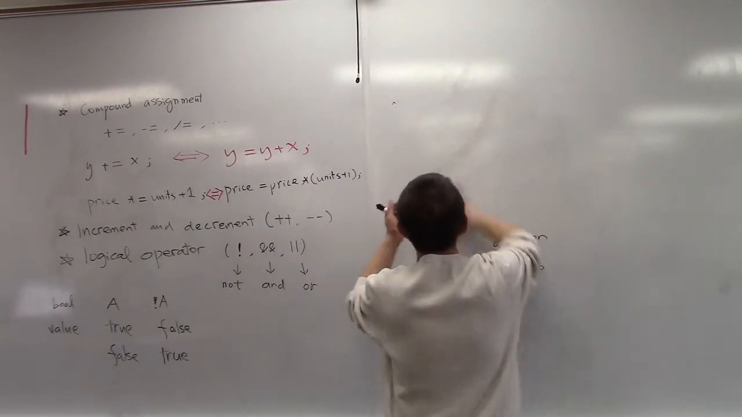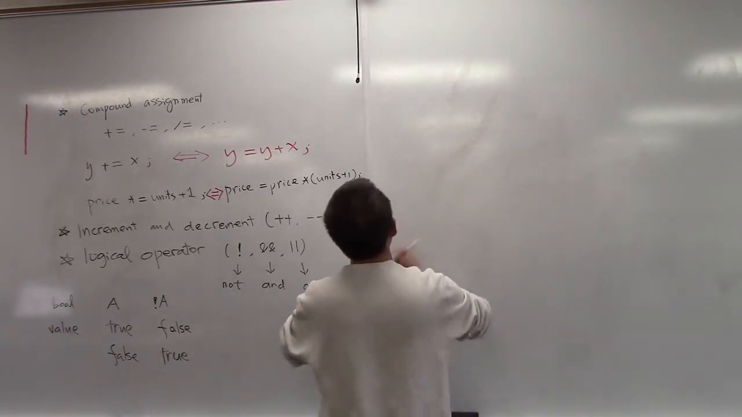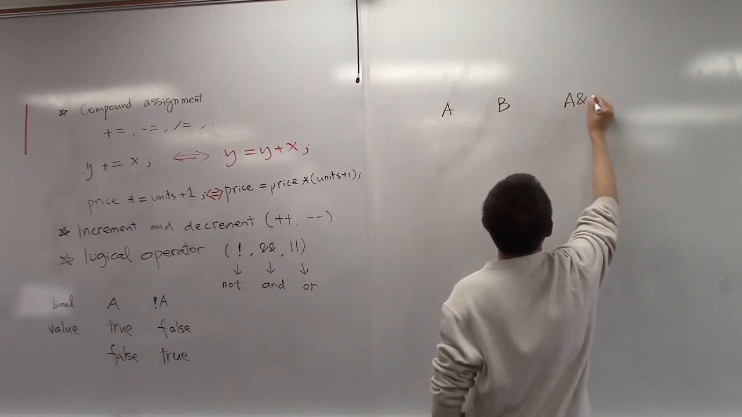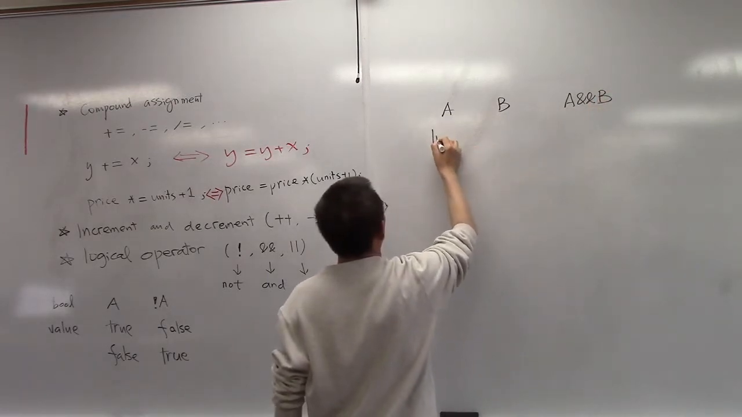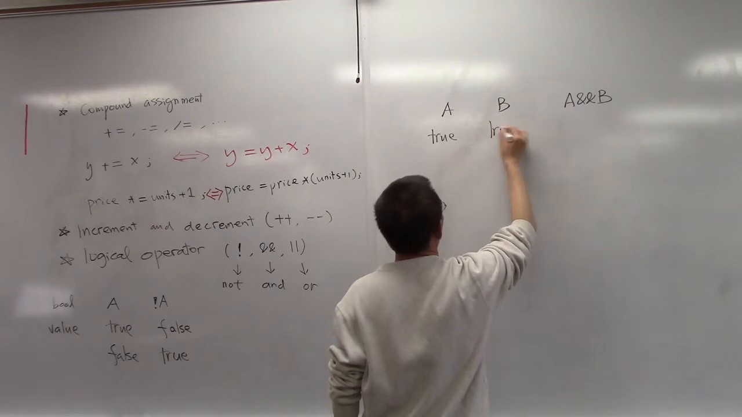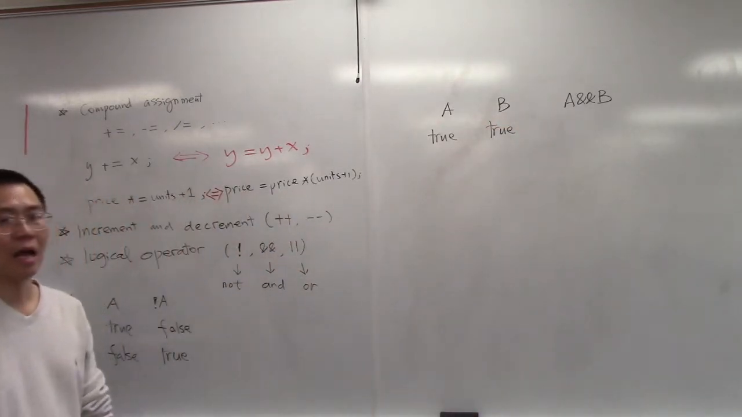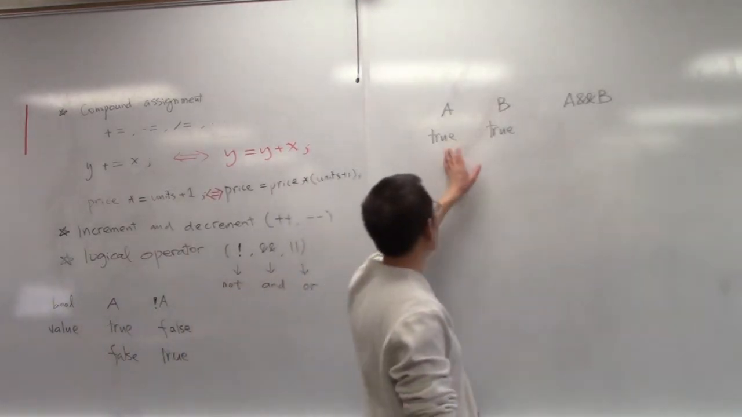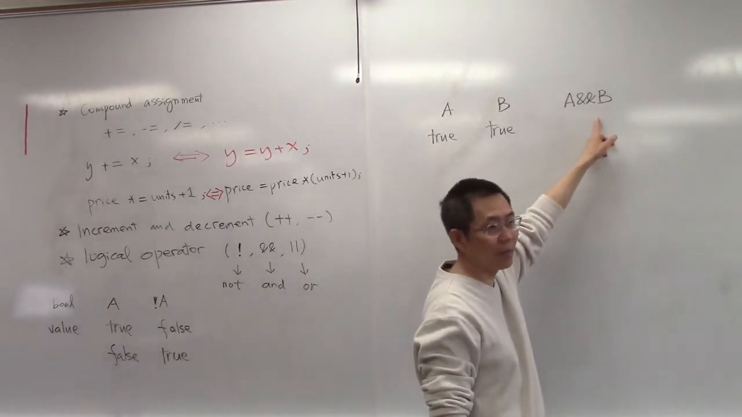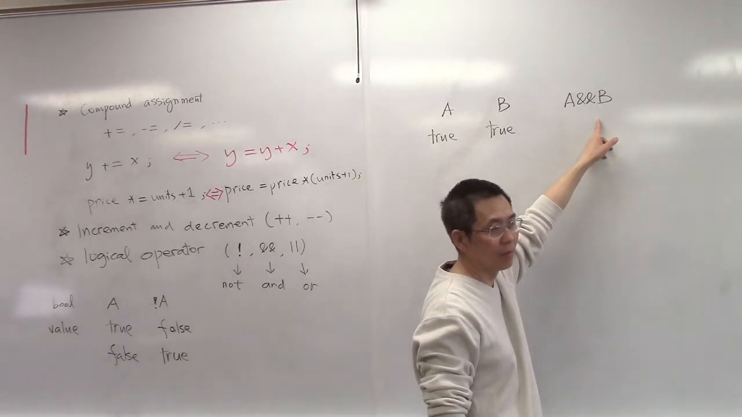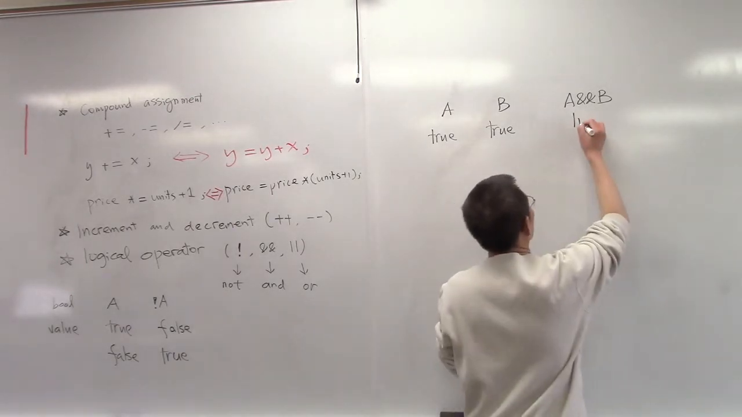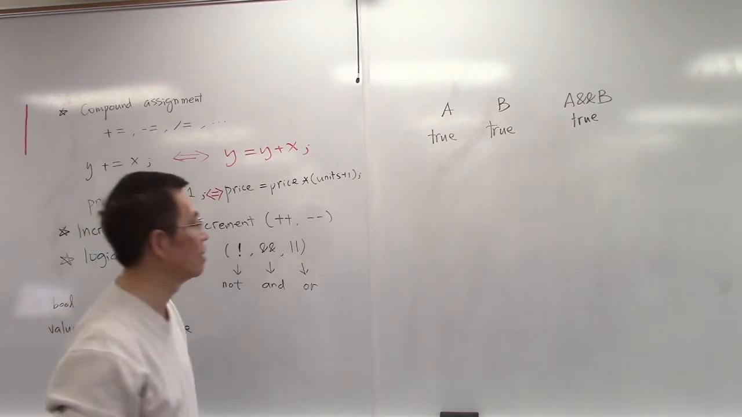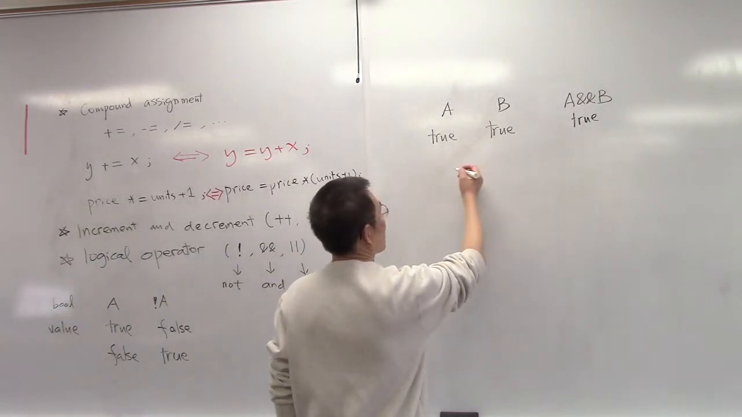Next, the and operation. Now we need two operands. Let's say we have A and also B. What about A and B? If A is true, B is also true. A and B means unless both are true, it will be false. Okay? Alright, so if A is true, B is true, what is the value of A and B? True. Because both statements are true, so and operator means the two together are true, okay?